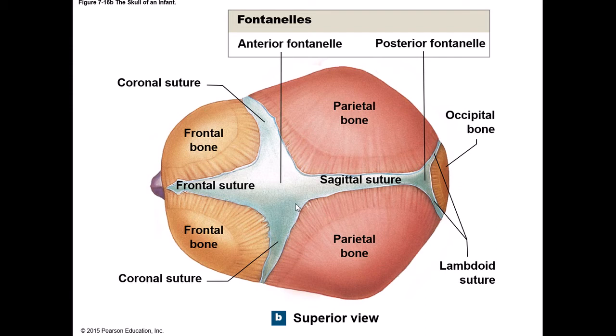The soft spots that we're talking about, known as fontanelles, are these larger areas where the sutures are going to meet. So the first one that I'd like you to know is called the anterior fontanelle, where the coronal suture meets the frontal suture and meets the sagittal suture. Right, this big intersection right here is known as the anterior fontanelle. A bit smaller right here is the posterior fontanelle. This is where the lambdoid suture meets the sagittal suture.